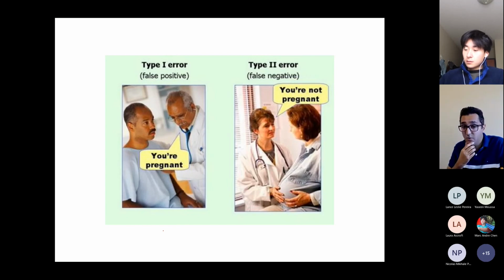We also have type 2 error. That's false negative. That's when we say no, but it's wrong. False negative. That's the case of telling a pregnant woman she's not pregnant. It's a false negative. We said no, and it was wrong. That's type 2 error.